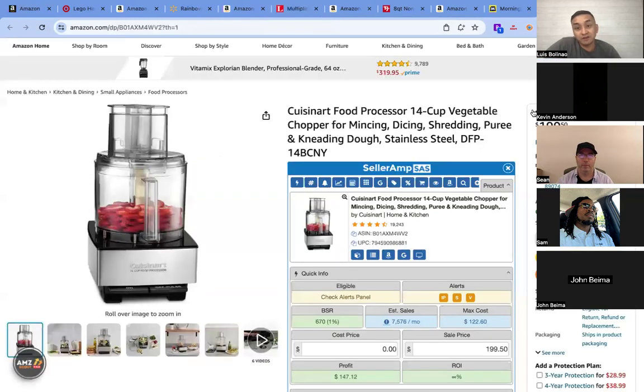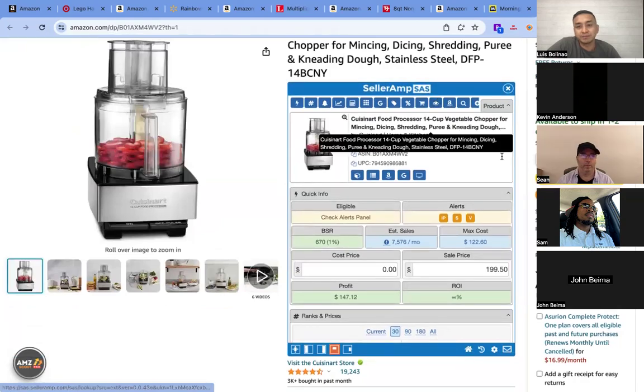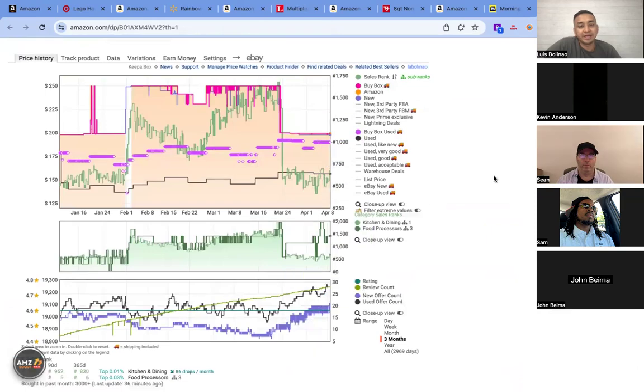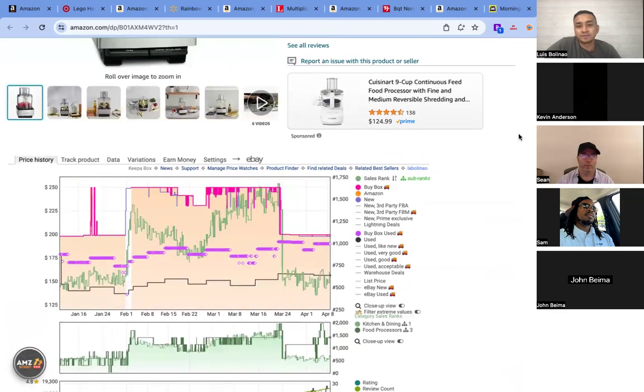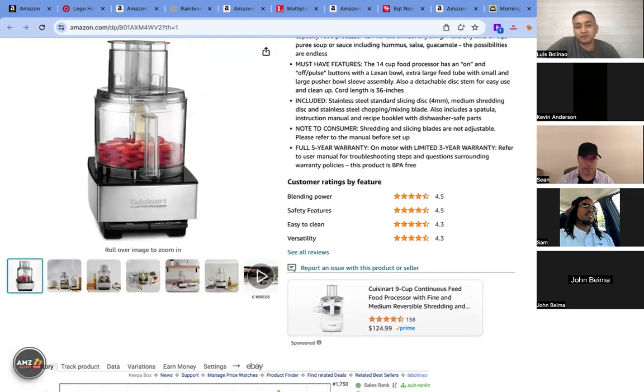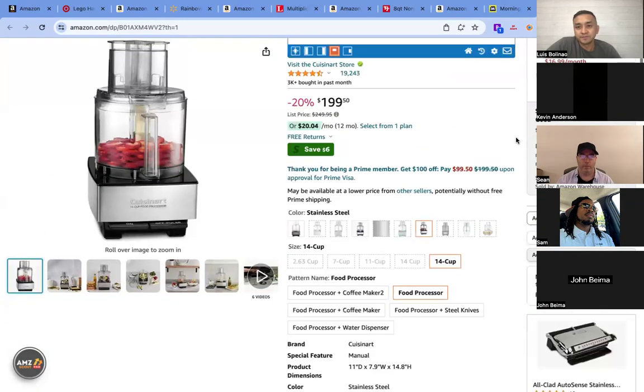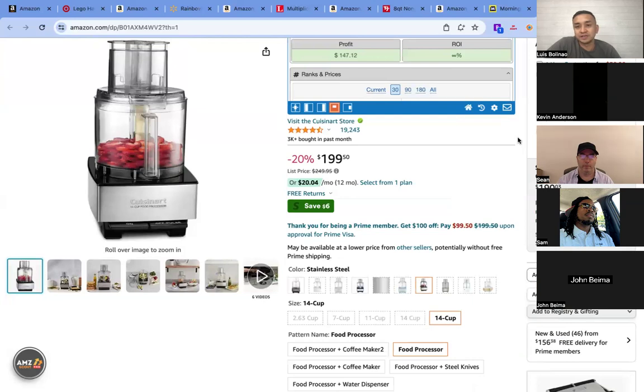And then as far as software, I use software like Seller Amp, right there, Seller Amp. Keepa is another one, so Keepa is the second one. There's more advanced software, but for this Zoom, I'm just gonna keep it very basic and simple. So the two that I use are Keepa and Seller Amp.